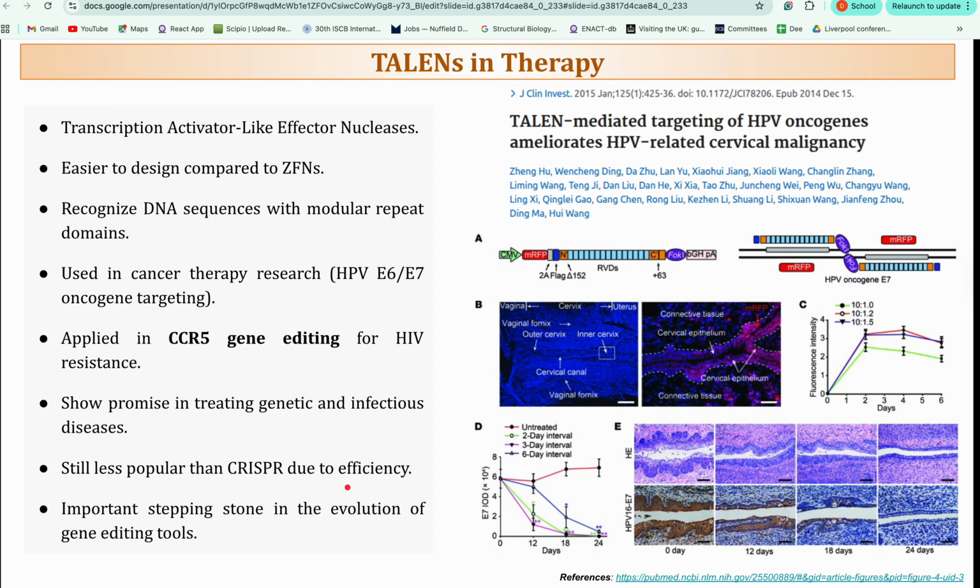So this is the paper in which they have discussed how TALEN-mediated targeting of HPV oncogene ameliorates HPV-related cervical malignancy. In this they have talked about the HPV oncogene E7, and how its activity can be reduced by these TALENs, in which there is the FokI nuclease, and then this is the TALE, the transcription activator-like effector, which binds to the specific site in the DNA. And then after the knocking down of this, how it brings about its effect in human papilloma virus related malignancies. So it reduces the malignancies.